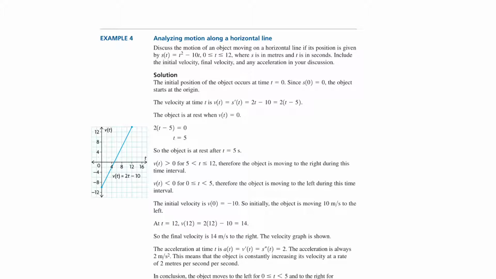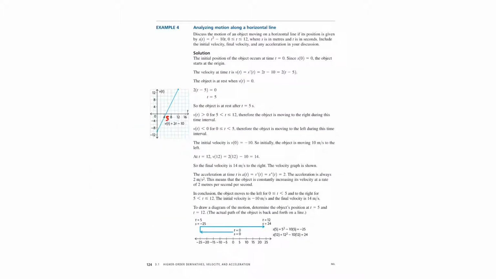At t equals 5, velocity is 0, which means the object is at rest. If we look at the graph of velocity-time, between 0 and 5 velocity is negative, and between 5 and 12 velocity is positive. So between 0 and 5 the object is moving in the negative direction, and between 5 and 12 in the positive direction. As we said, velocity at the beginning is negative 10, velocity at the end is 14 meters per second, and acceleration is constant and it's always 2.